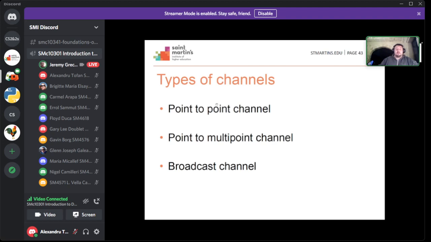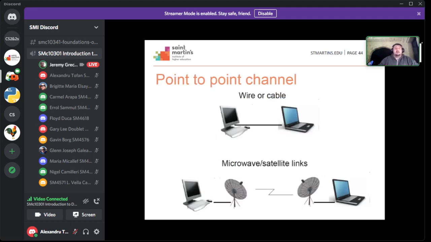A point-to-point channel is where you're literally communicating from one source to one destination, essentially. So from server to client, from computer A to computer B, for example. Now, this could be very simple. It could be using just a wire or a cable connecting the two. It could be an infrared signal being sent from one device to the other. That is a point-to-point channel.